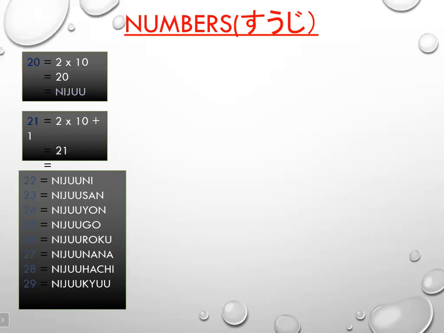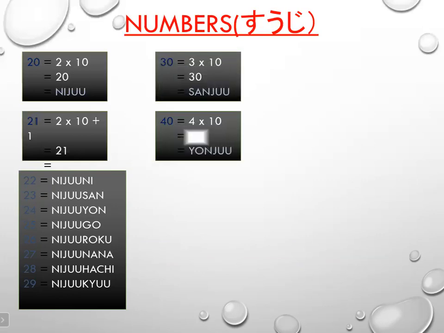So this formula will be applied till 99. We just have to learn what 30, 40, 50 will be. Then 30 plus 1, 30 plus 2, 30 plus 3. Like this, we will learn all the count numbers till 99. Like 30 will be 3 multiplied by 10, so it will be sanju. So 31 will be sanju ichi.